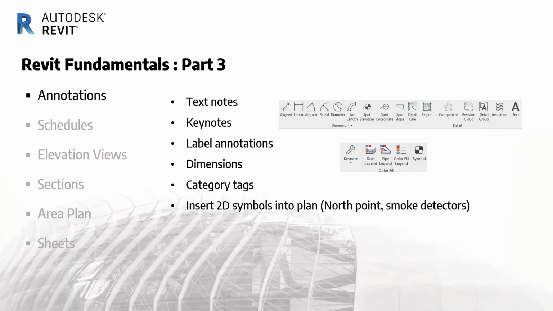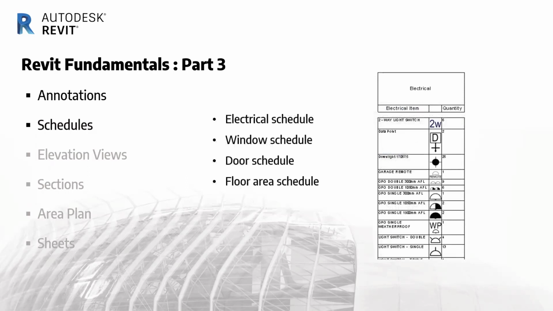In Revit Fundamentals Part 3, we're going to continue using the Revit granny flat model from Part 2 and add some annotations. These will include text notes, keynotes, label annotations, dimensions, category tags, and symbols. We'll also be adding electrical, window, door, and floor area schedules.